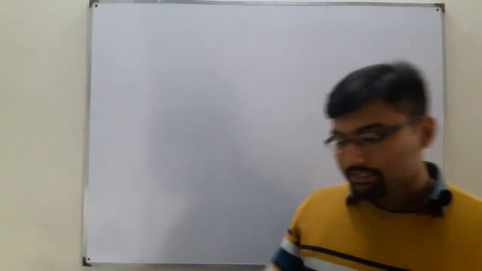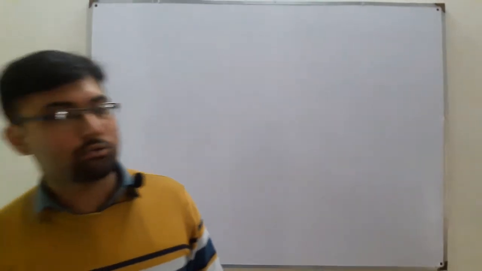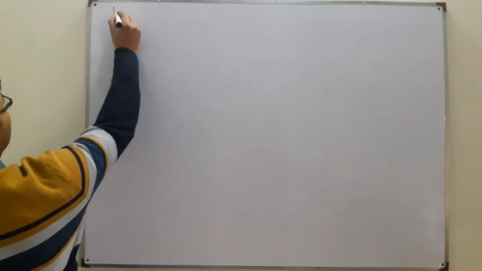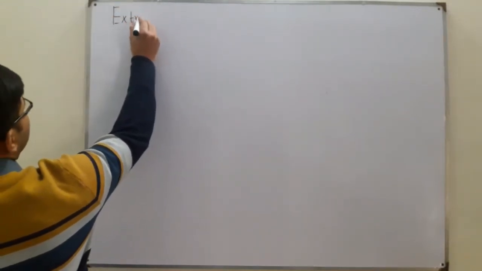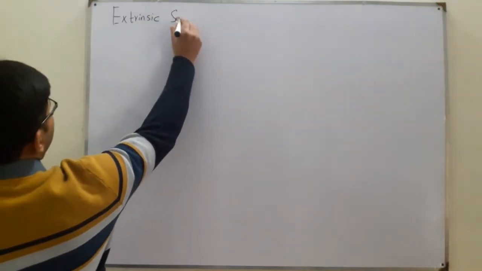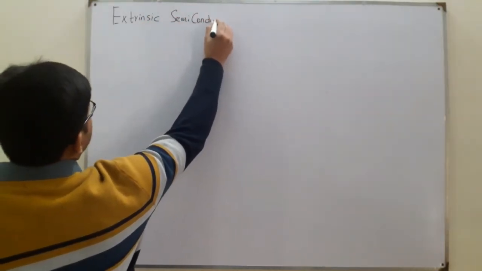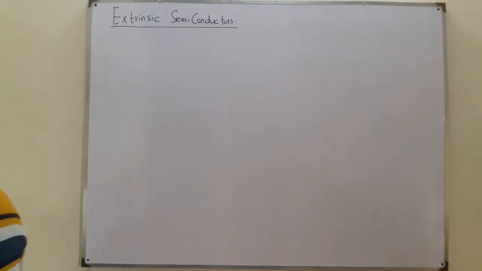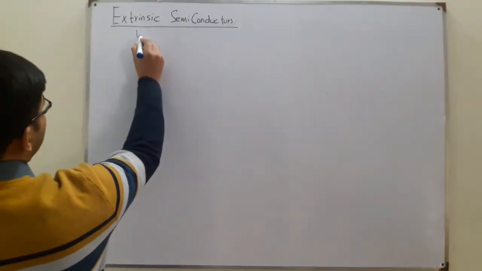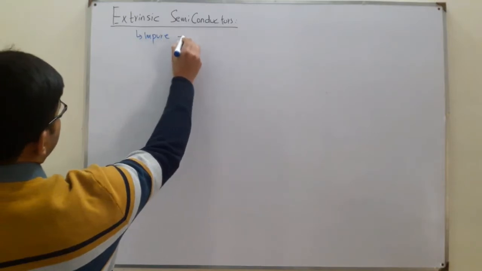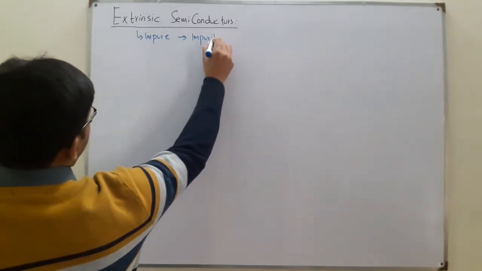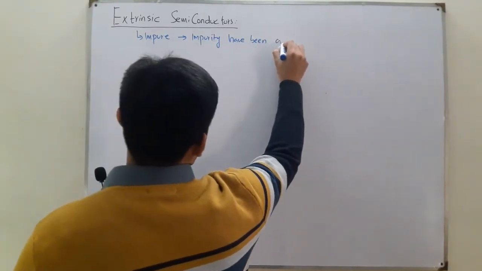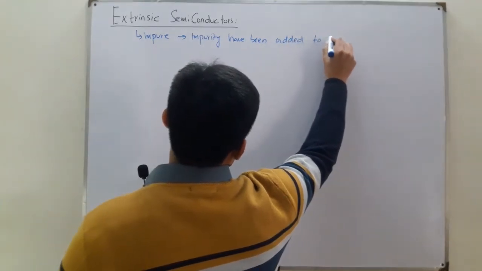Salaar Khan here. And continuing the topic of the previous videos, we saw the definition of intrinsic. Today we see extrinsic semiconductors. An intrinsic semiconductor is the purest form, whereas the extrinsic are the impure forms, which means some levels of impurity have been added to intrinsic materials.